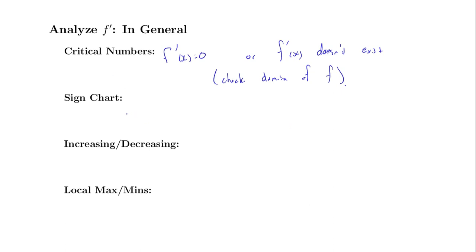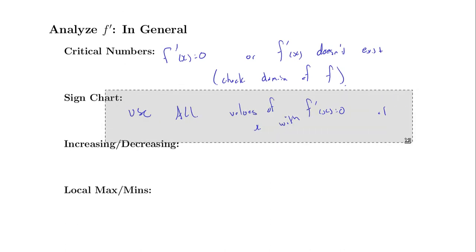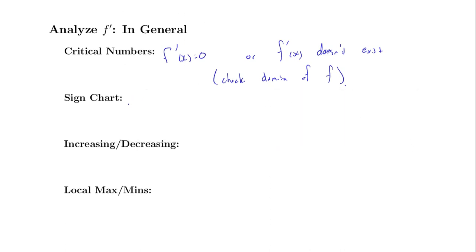When we do our sign chart, we're going to use all values of x where f prime of x equals 0 or f prime of x doesn't exist. Let me fix this because I wanted to change the wording after I started.